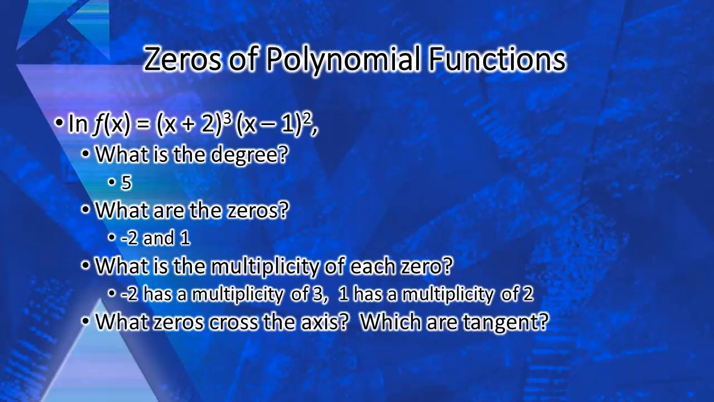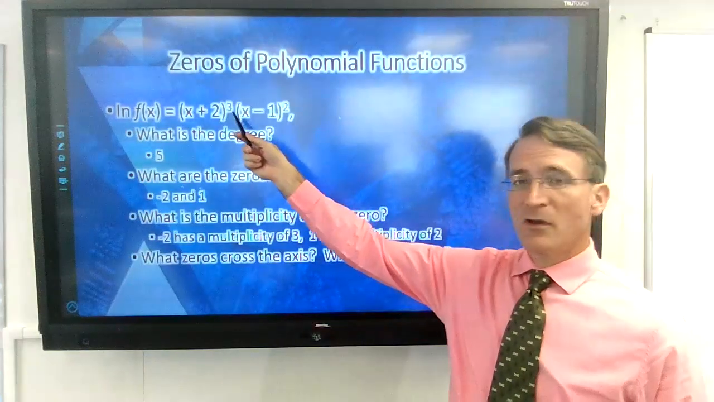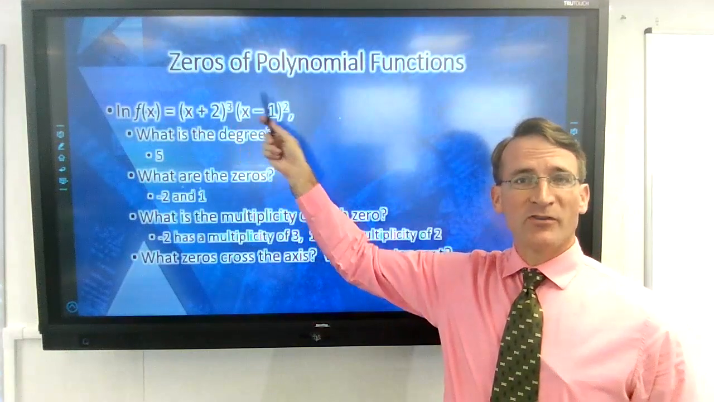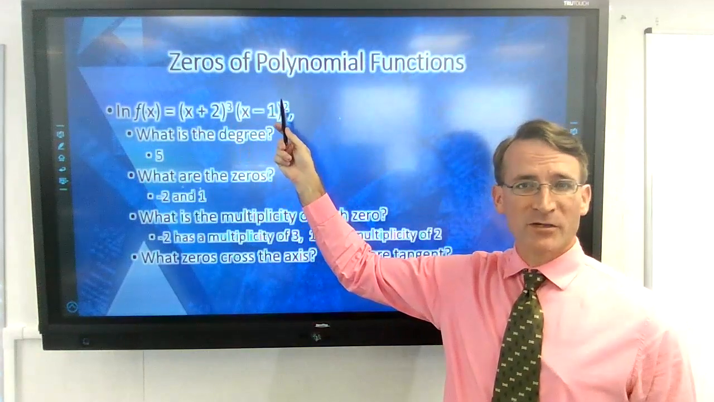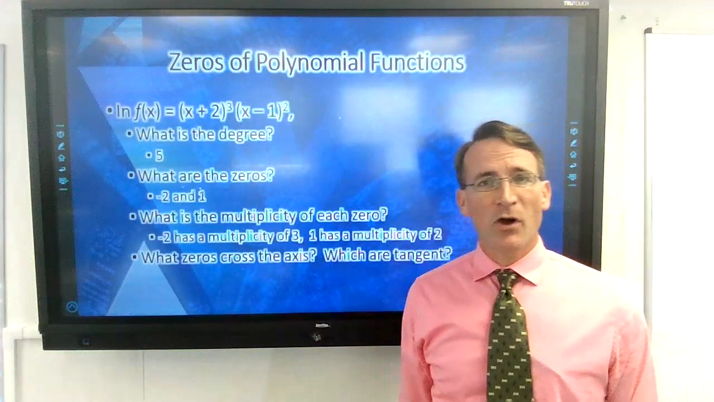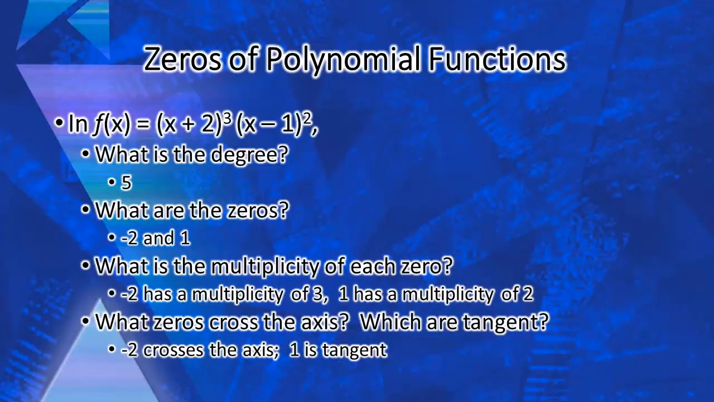What zeros cross the axis and which ones simply touch the axis and then leave in the same direction? So which ones are tangent? Well, remember, the odds are the ones that cross over. The evens are the ones that only touch. So it's going to cross over at -2, and it's only going to touch at the +1 value.